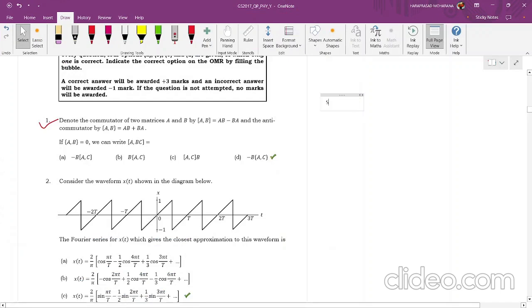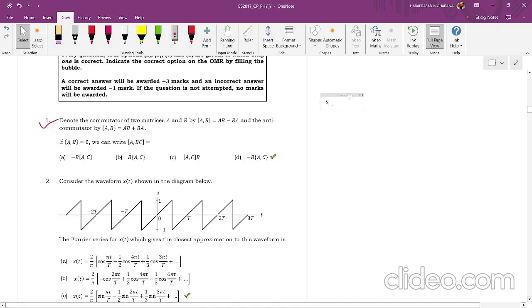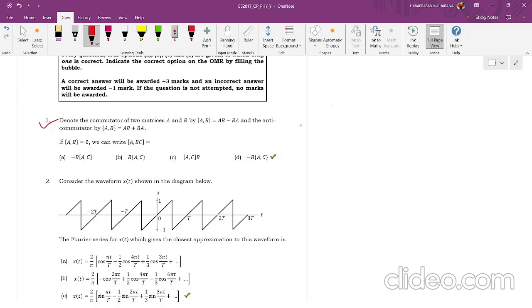In this lecture, I am going to solve some previous year questions of TIFR. Let me start with the 2017 TIFR question. This is the first question which was asked in TIFR 2017. It is about the commutation relation. If you know the commutation algebra, then you can solve it very easily. So let me solve it for you all.